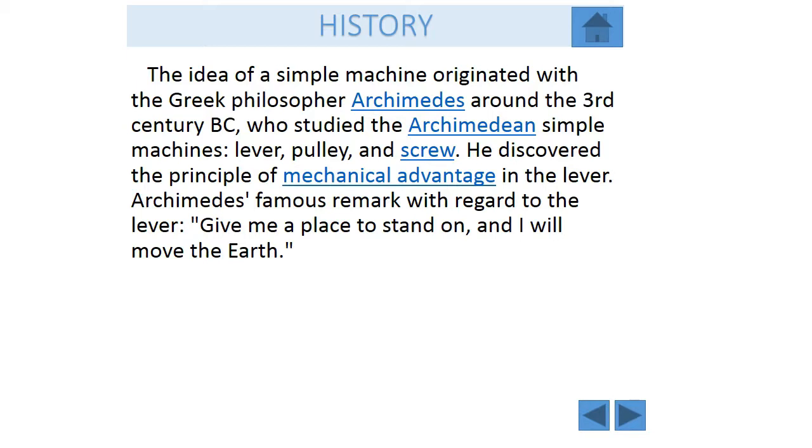The next subtopic is the history of simple machines. The idea of a simple machine originated with the Greek philosopher Archimedes around the 3rd century BC, who studied the Archimedean simple machines, which are the lever, the pulley, and the screw. He discovered the principle of mechanical advantage in the lever. Archimedes' famous remark with regards to the lever: "Give me a place to stand on and I will move the earth."